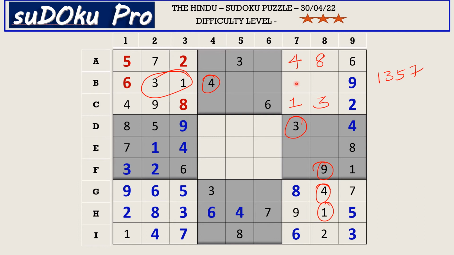Now the missing numbers here are 5 and 7. Again, we do not have clues of 5 and 7. So let's move on. Here in C row, there are two empty cells and the missing numbers are 5 and 7. Let's mark it as matching pair 5, 7.